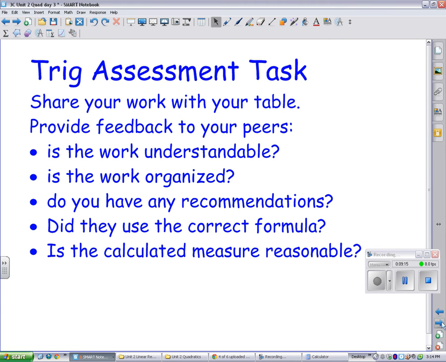Alright, so your work for the day then. After you have spent some time working on your examples, finishing example A, example B, filling out the table, and example C, then you're going to get your trig assessment task out and you're going to talk to your table. Your table is going to provide you feedback. Is the work understandable? Is the work organized? Do you have any recommendations? Did they use the correct formula? And are the calculated measures reasonable?